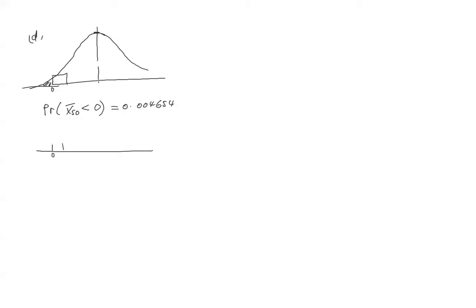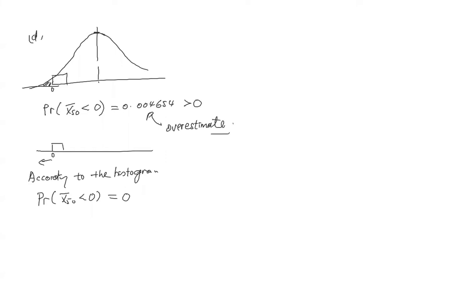But if you look at the histogram, 0 is the last one, correct? After 0, no more, am I right? So according to the histogram, probability of X bar 50 less than 0 is 0. So look, this is more than 0. So that's why this is an overestimate. Okay, I think I'm slowly starting to get it now. Thank you.